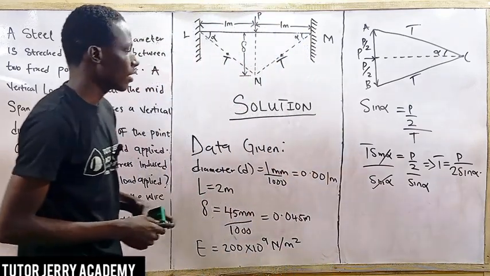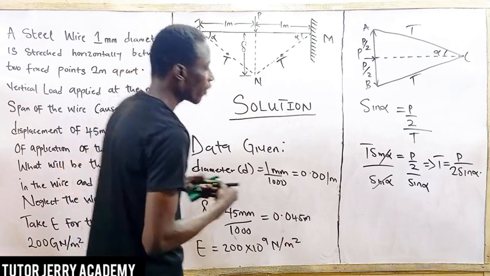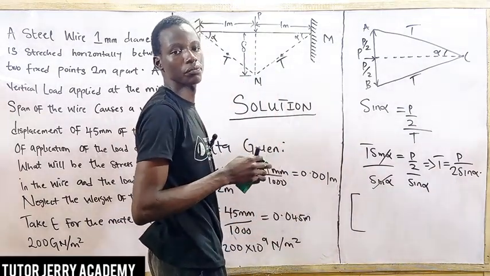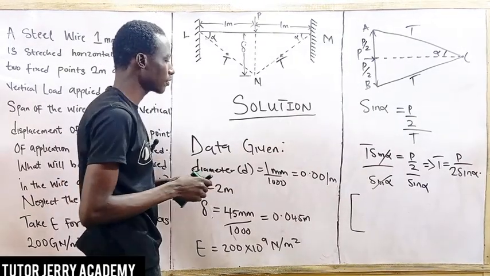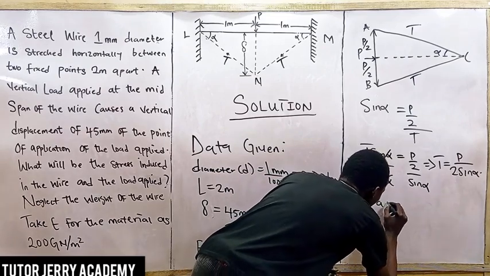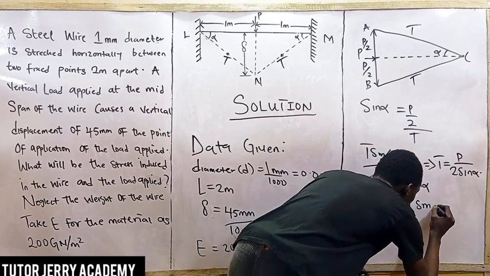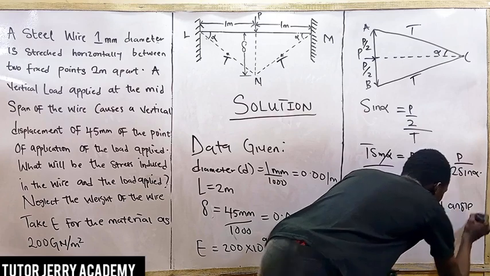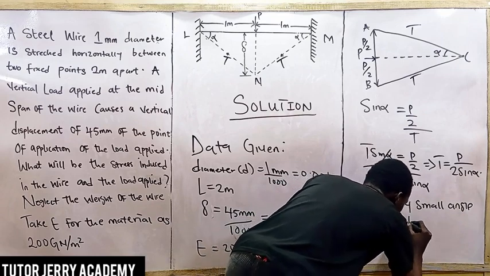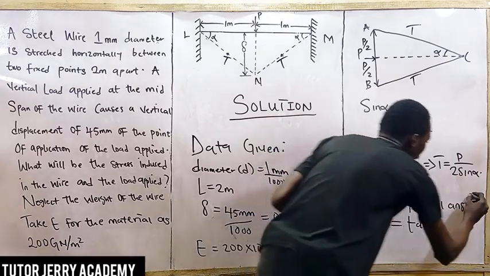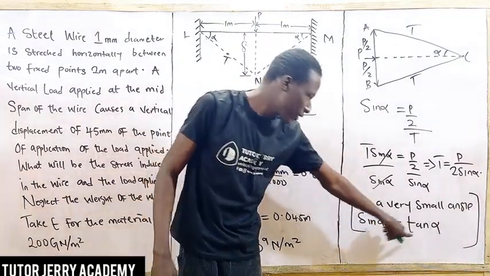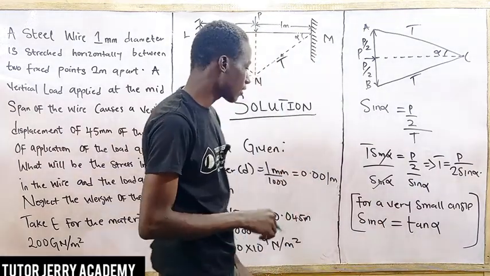Now, look up. What we are going to do next is this. You see, for a very small angle, sine alpha can be said to be equal to tan alpha. How do we verify this? We take the sine of a very small angle and take the tan of a very small angle. You will discover that they will be equal.